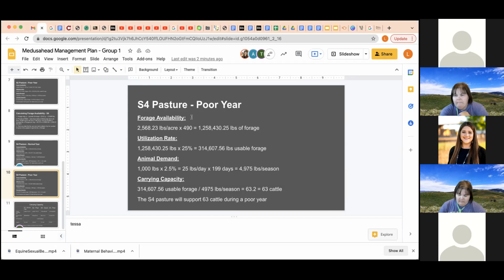Yes. So how would we do that? Okay, so on animal demand, you're just going to have two lines. You've got your season line there, which is good. Then we would just need to change that 199 to the 30 days. Yeah. And then would we do another carrying capacity? Yep, exactly. Cool. If you need to help keep those straight, you may put season in one color of font and AUMs in another color of font.